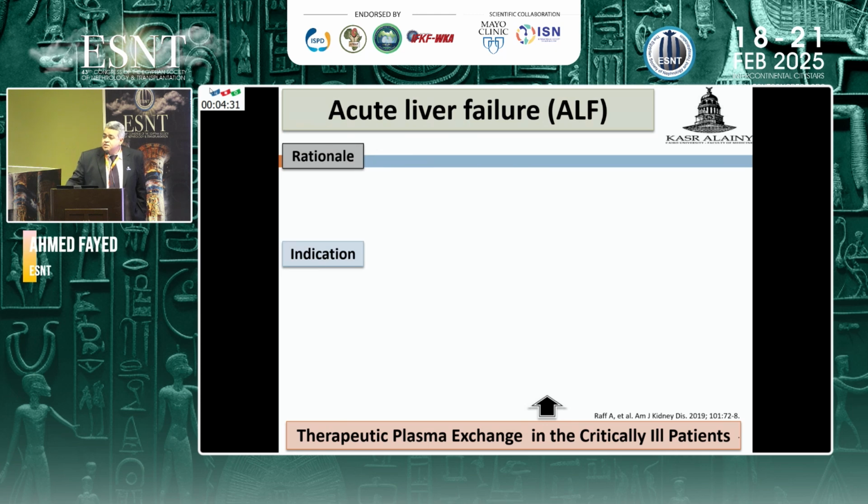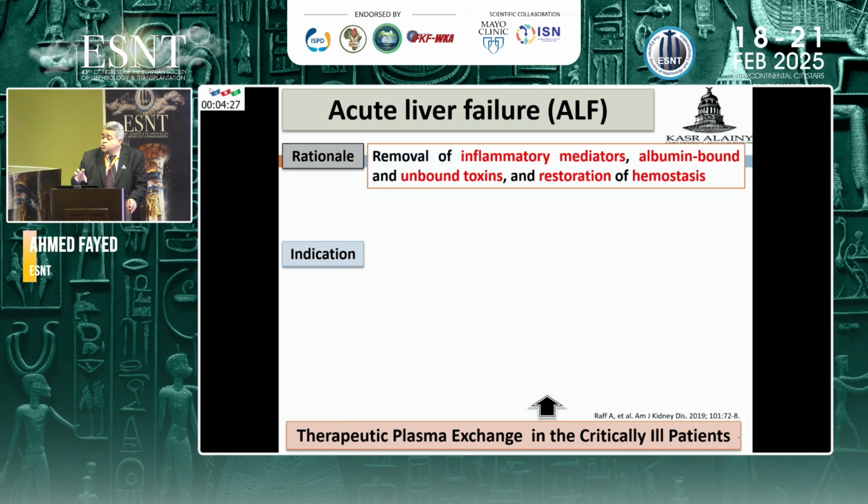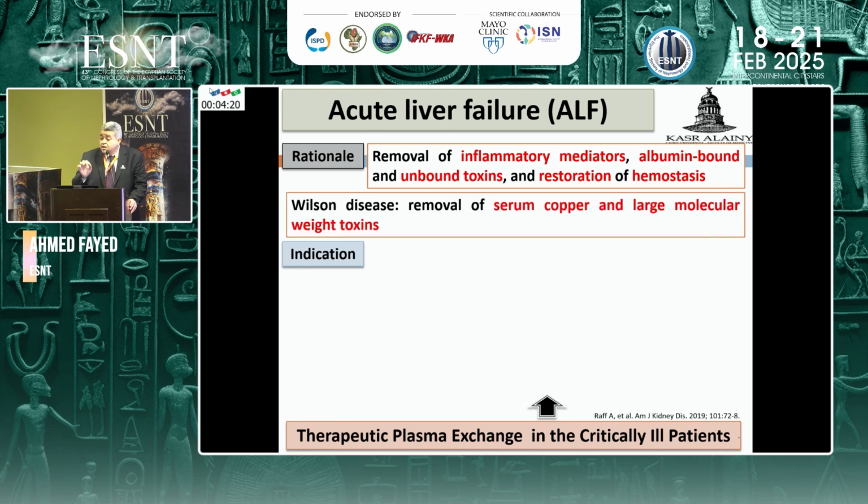Don't forget the plasma exchange for the acute liver injury, but the rationale is to remove mainly the inflammatory mediators and the albumin-bound and unbound toxins and the restoration of the homeostasis. In Wilson's disease, it is an indication in the acute liver injury to remove the copper. Therapeutic plasma exchange in acute liver injury, which is normal, is evidence category 3. Category 3, it is case by case.